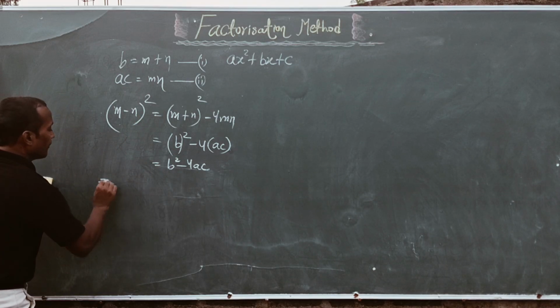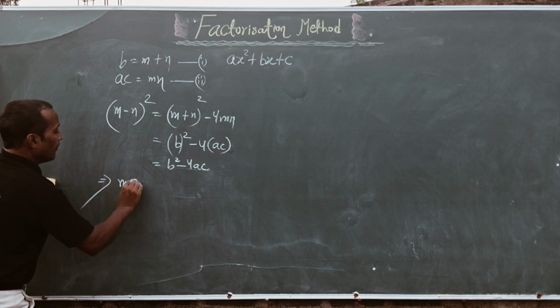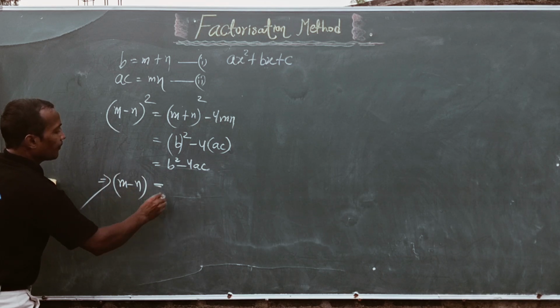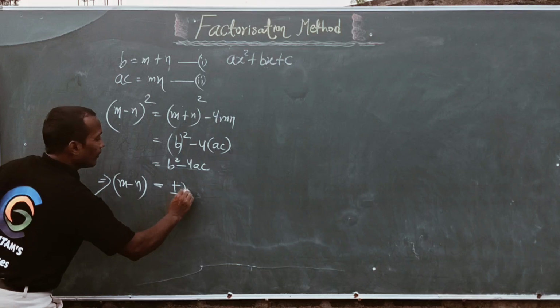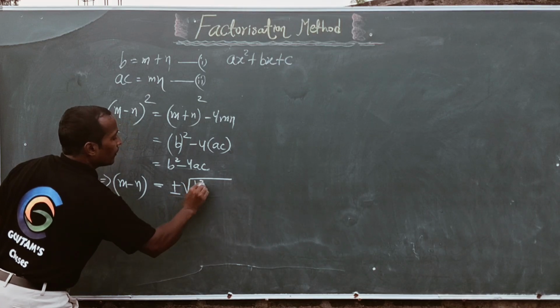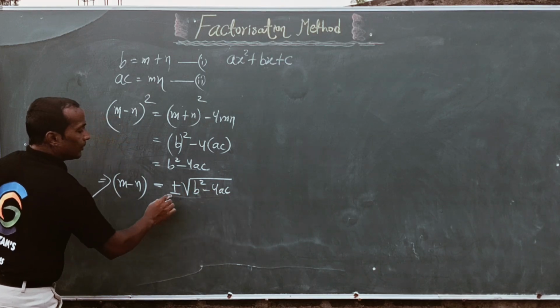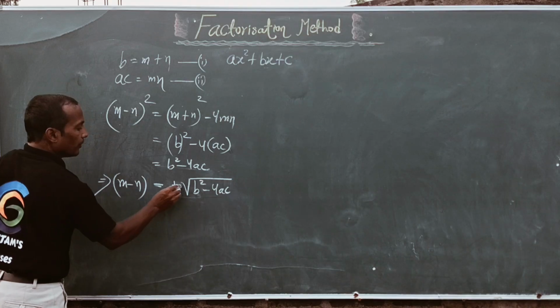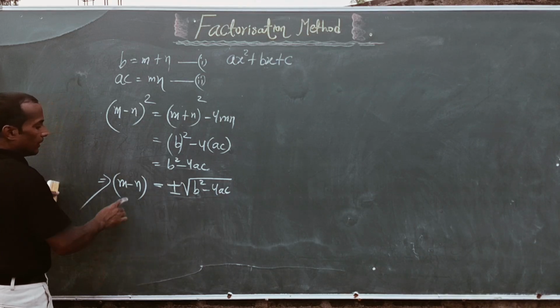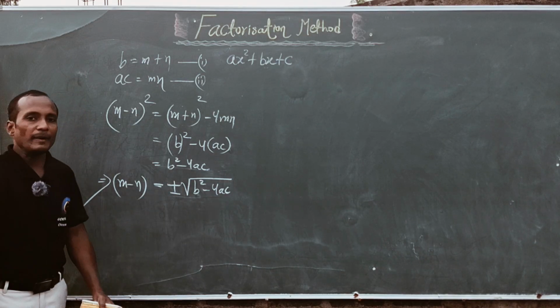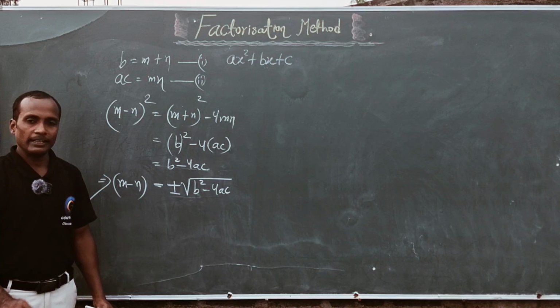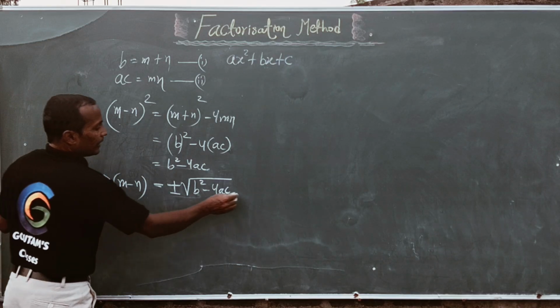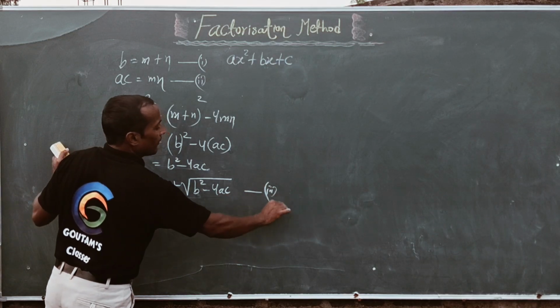Now what do I get? M minus N equals plus minus the square root of B square minus 4AC. This is the value of M minus N. That's clear, we got M minus N now. Let it be equation third.